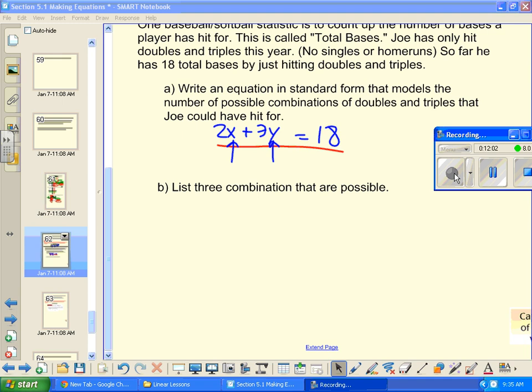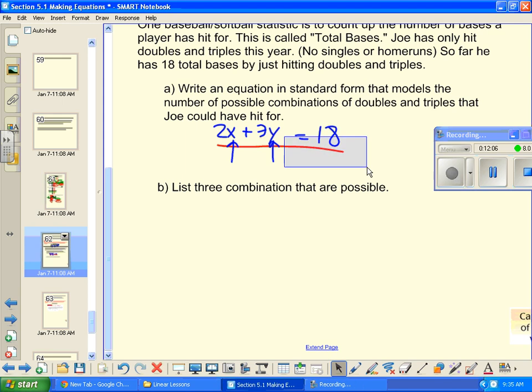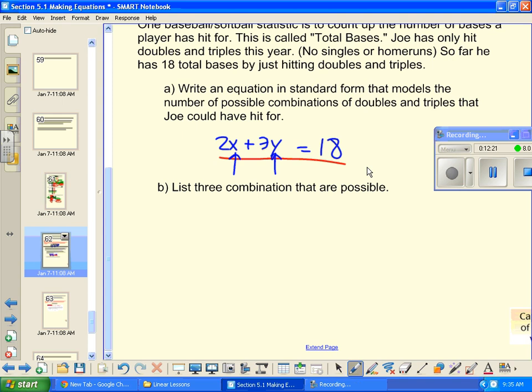Then part B says list 3 combinations that are possible. So for Joe hitting doubles and triples, he's got to get 18 total bases. He only hits doubles or triples, so he either gets 2 bases or 3 bases every time, but he's got to make some combination of those to get to 18 exactly. When students are doing this, it can be a little bit of guess and check.